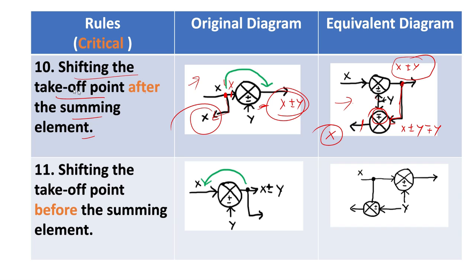So we can say in order to shift the takeoff point after the summing element, we have to add another summing element with the sign opposite to this, as you can see.